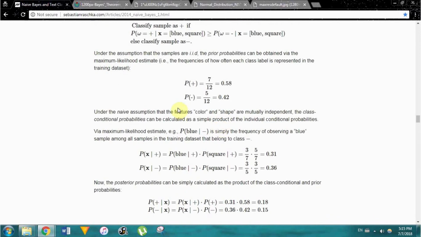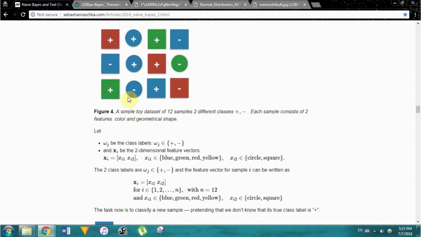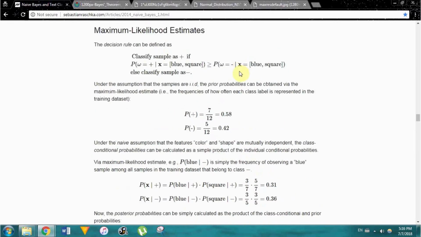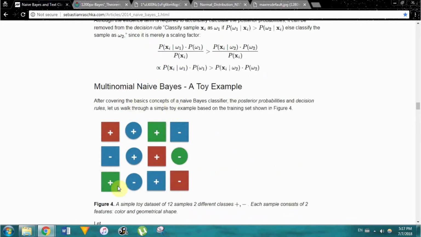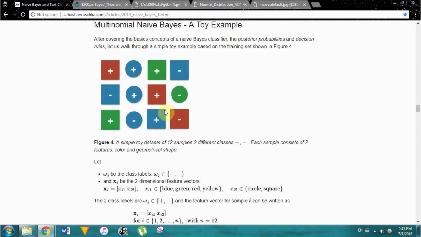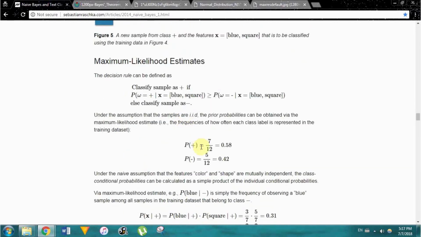So what can we do about this? Well, we know already the formula, right? Since, as we said, we have the assumption that the samples are independent and identically distributed, we can use maximum likelihood in order to find the probabilities. We have 12 samples, okay, 7 of them are pluses, which means that the prior probability of class plus is 7/12. The prior probability of minus then is left to be 5/12, okay?